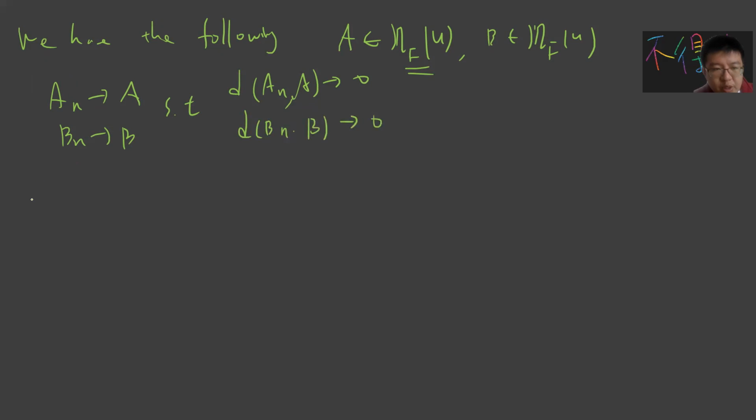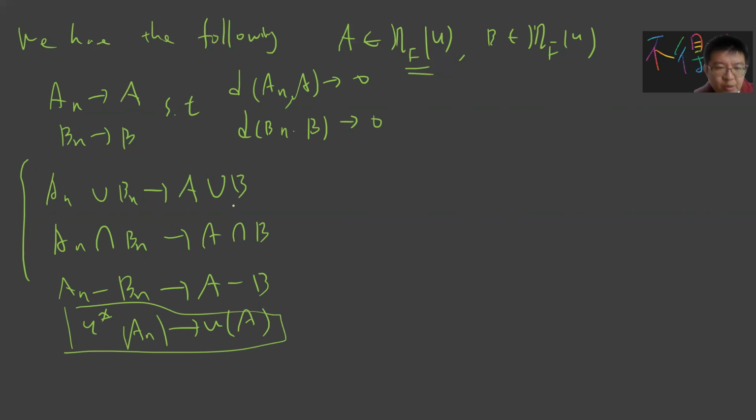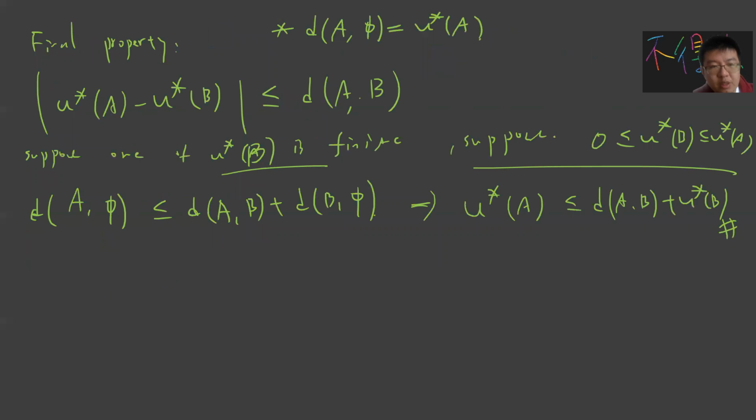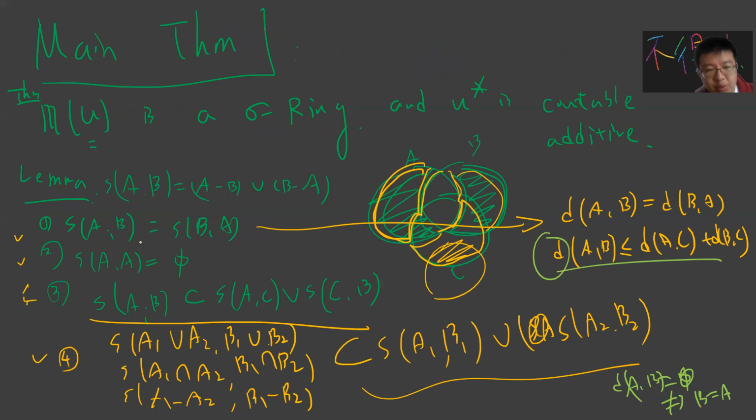Right, by these two, then we can get the following. We get A_n union B_n approaches A union B, and A_n intersection B_n approaches A intersection B. So A_n minus B_n approaches A minus B, and mu star of A_n goes to mu star of A. I think I proved this in the first video. So these are all trivial, because we have the property of this d(A,B). Your d(A_n, A) and d(B_n, B) were bounded by d(A,B). You just do the same as the previous work.